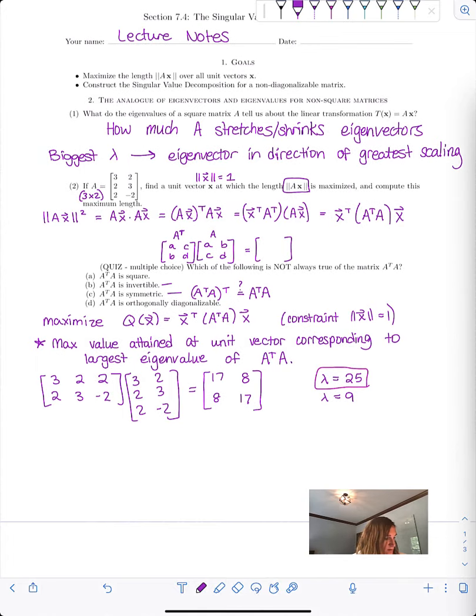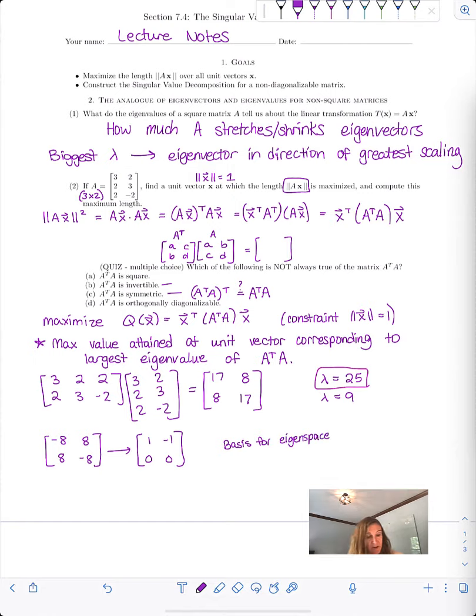So when we subtract 25, we get negative 8, 8 on top, and then 17 minus 25 is also giving us negative 8. We row reduce that to this matrix 1, negative 1, 0, 0, and that corresponds to our basis for that eigenspace. Again, you can pause it and do this out. I'm not going to write out this equation, but you get the vector 1, 1.